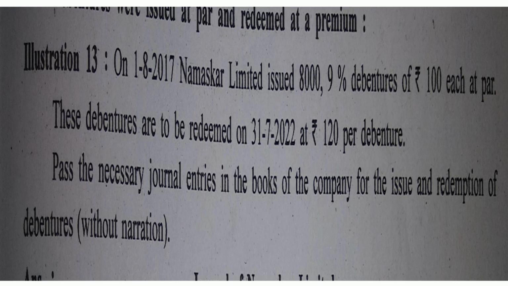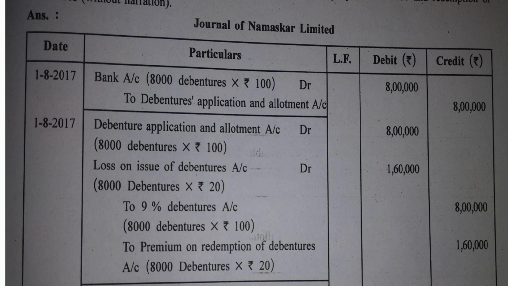And now we are going to write down the journal entries in the books of the company for issue and redemption of debentures. So let us see which is the first journal entry. Journal of Namaskar Limited on 1/8/2017. The first journal entry, bank account debit to debentures application and allotment account, 8,000 debentures of ₹100 each. The debenture has been issued at ₹100, and the number of debentures is 8,000. So 8,000 into 100, 8 lakh rupees.